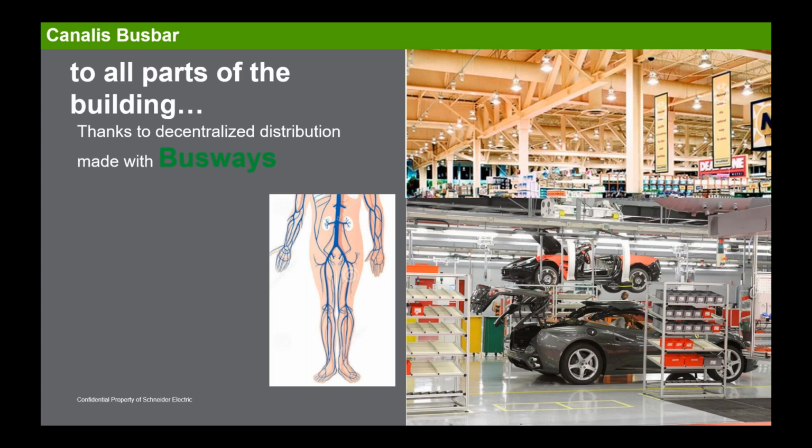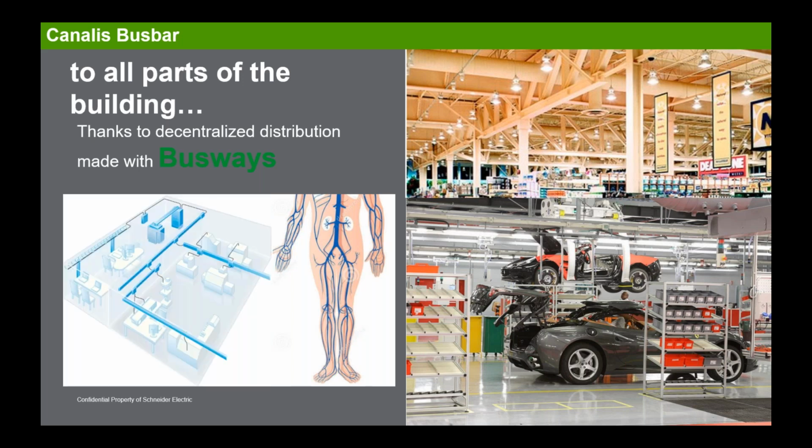So Canalis bus bar is delivering the electrical power close to the loads, close to the equipment. So you have the protection and the tap-offs as close as possible to the last loads, and this is what we call decentralized architecture or distribution. And I will have a dedicated slide to give you more insights around what decentralized means.